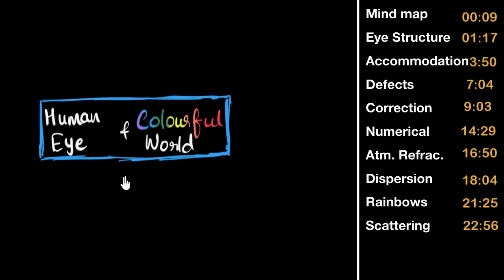Let's summarize this entire chapter. On the right side, you can see the different subtopics and the times at which they begin if you want to jump to a specific subtopic. All right, let's start with the mind map.